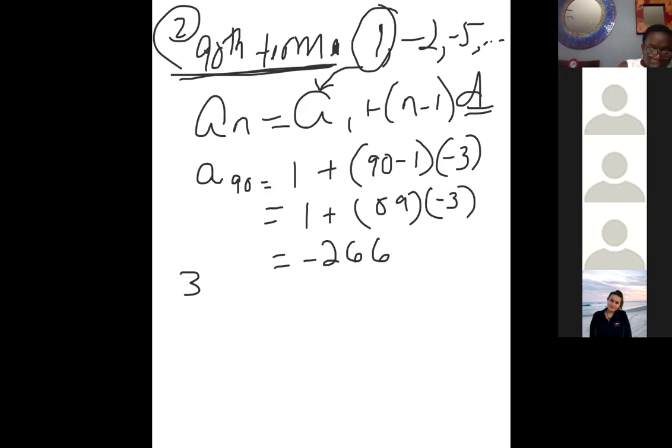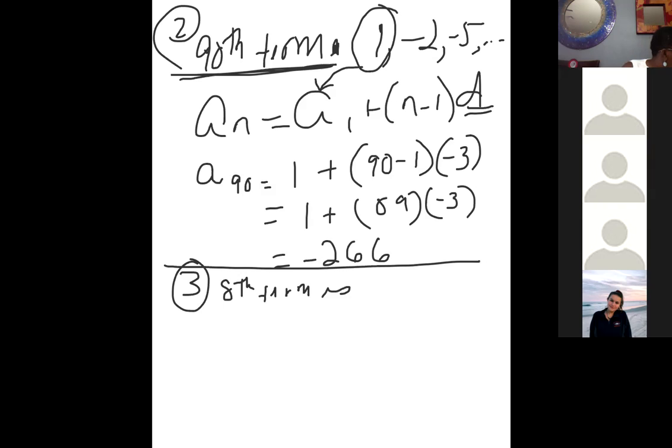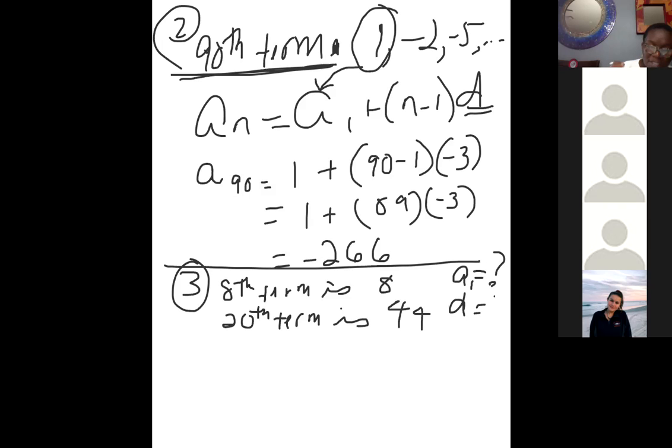Number 3. This time right here, I want you to listen carefully. They want you to find the first term and the common difference given the 8th term is 8, the 20th term is 44. So they want you to find the first term because they didn't give it to you. And they also want you to find the common difference because they didn't give it to you. And then they want you to find an nth term formula.